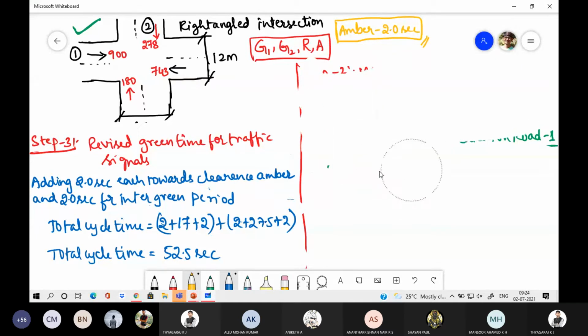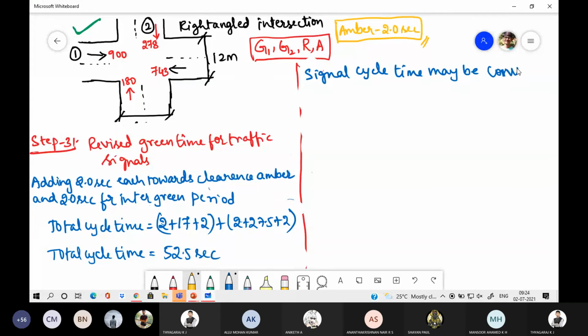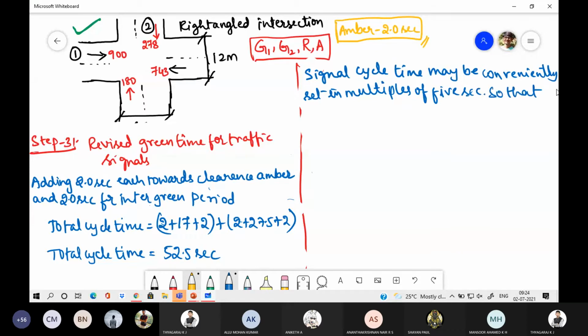So we have got the total signal timings. Now make a statement here: signal cycle time may be conveniently set in multiples of 5 seconds, so that the total cycle time is equal to 55 seconds.